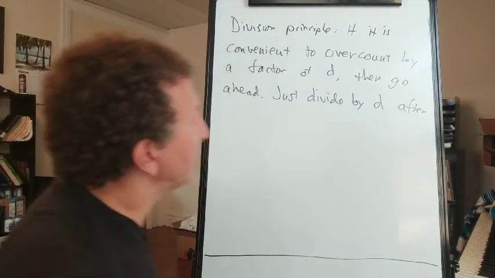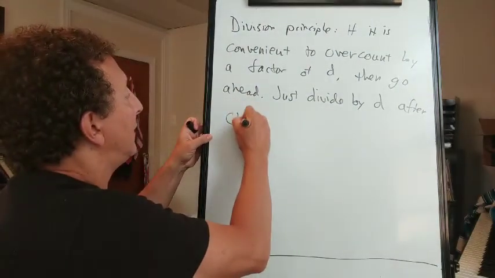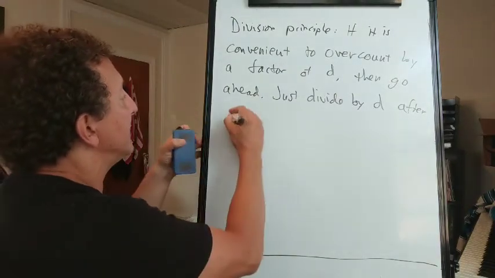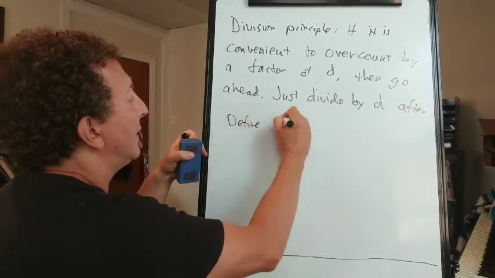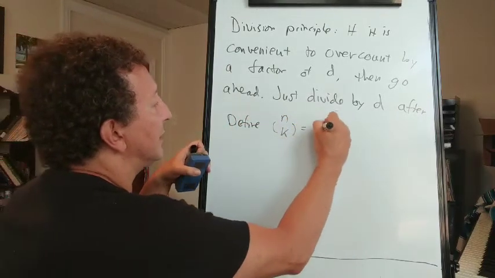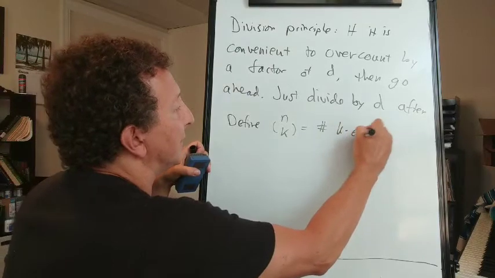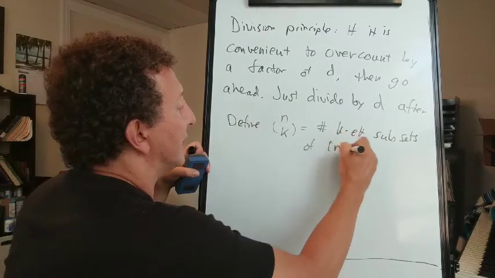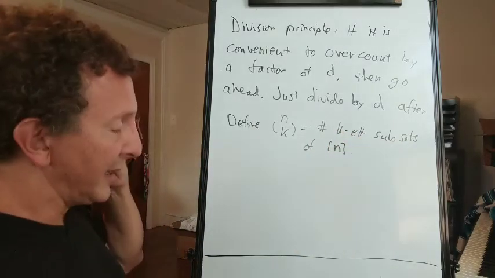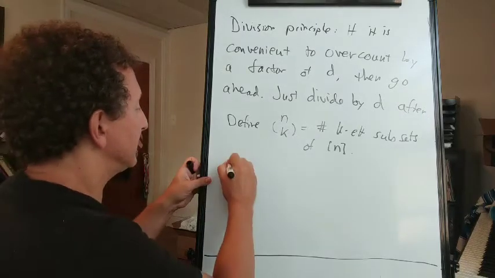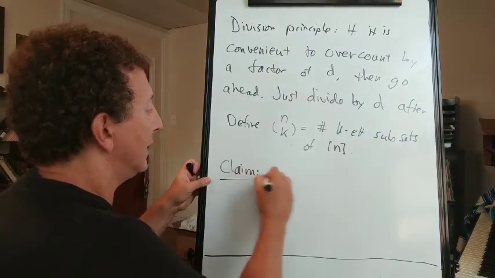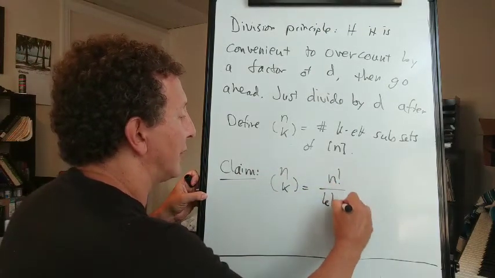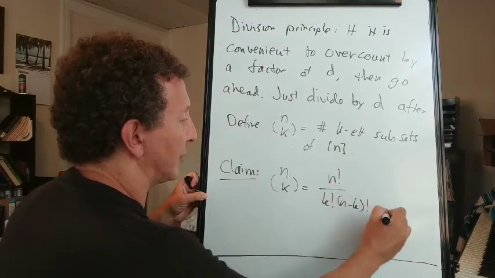All right, as an example of this principle, let me first define n choose k to be the number of k element subsets of the set 1 through n, or any n element set, really. I claim that n choose k is equal to n factorial over k factorial times n minus k factorial.